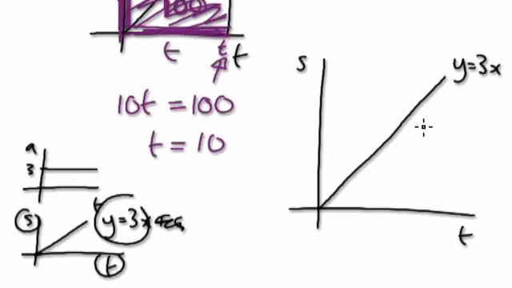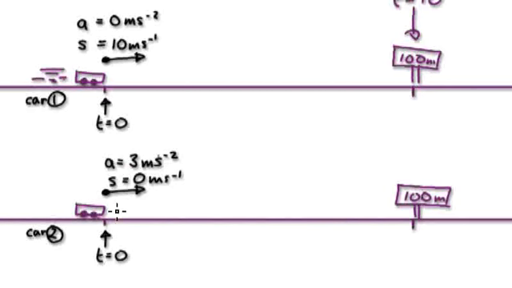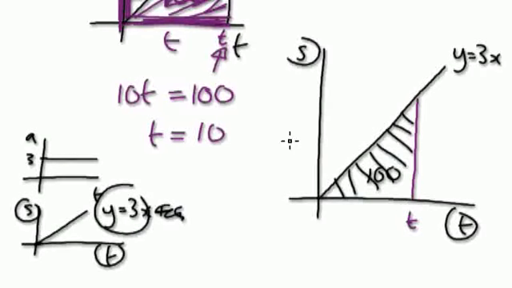So we want to find out the time when this area will be 100. Because we know that the area underneath the speed time graph represents the distance traveled. So we want to know what time it is when the distance traveled is 100. So we want to find out the time when it will give us an area of 100.